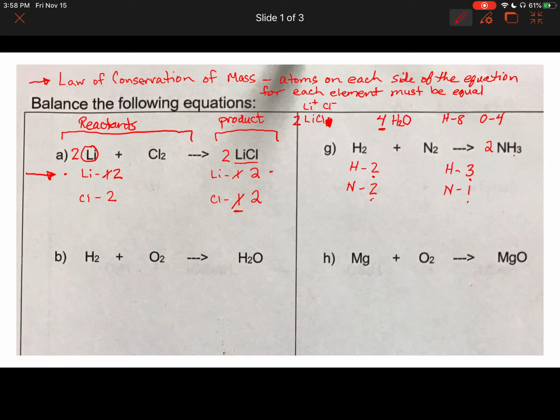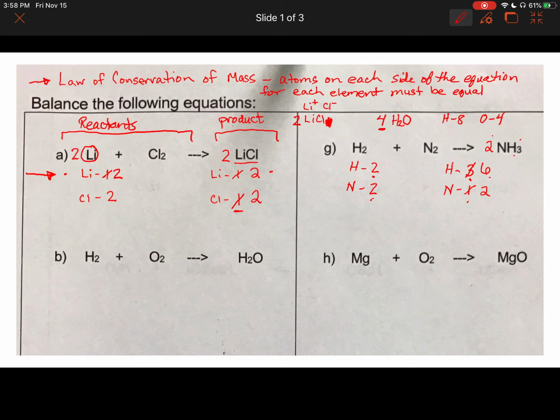And when I update my atom inventory after I've made this change, now I have 2 nitrogens and I have a total of 6 hydrogens. This 2 multiplies with the 3, so it's not 5. A common mistake is to add them, but it multiplies through. So the coefficient is 2, it multiplies through to give us 6 hydrogens.